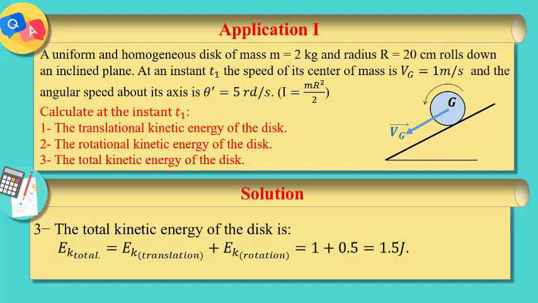The last part, calculate the total kinetic energy of the disk. Here we have two types of kinetic energies, translational and rotational. The sum of these two kinetic energies gives the total kinetic energy, and it's 1 plus 0.5 equals 1.5 joules.